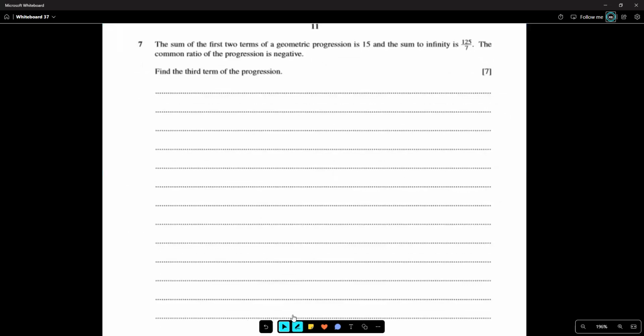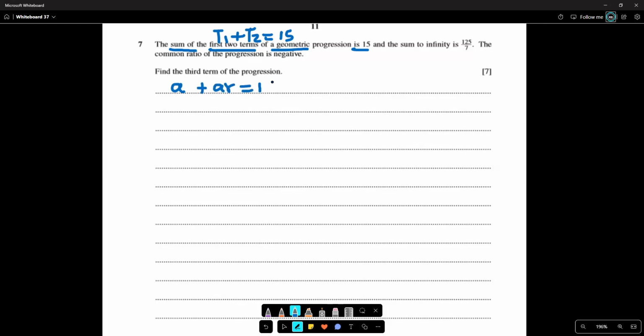Let's see what they want here. They say, okay, the sum of the first two terms of a geometric progression, so T1 plus T2, right? For the geometric progression is 15. Remember, the first term for geometric is A. And then to get the next term, you just multiply A by R, right? So you get AR. Then they say the answer is 15.